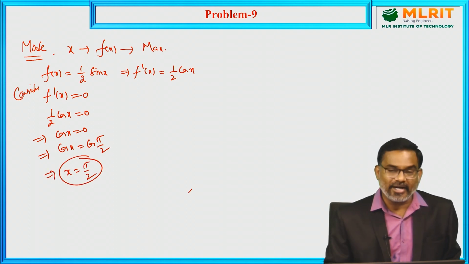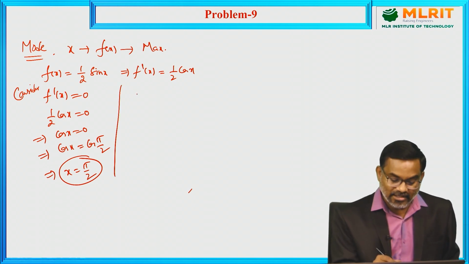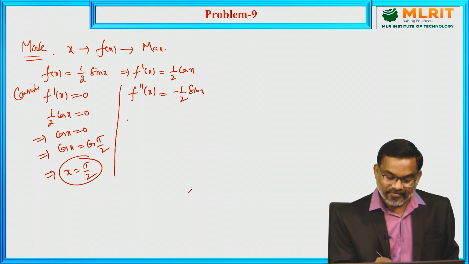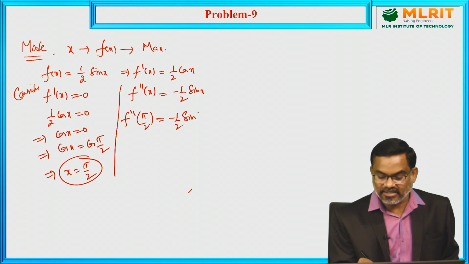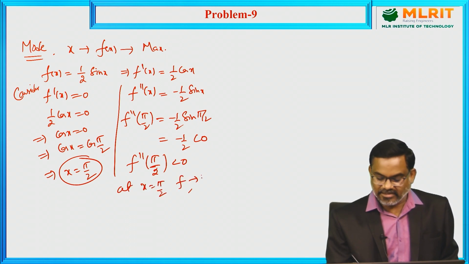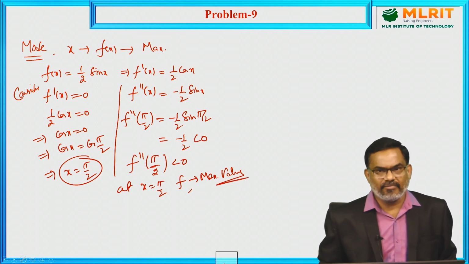So, at this point, we need to prove that the function attains its maximum value. To show that, we need to find the second derivative of f. Now, what is the second derivative of f? Minus half sin x. Let us substitute this point here, minus half sin pi by 2, and sin 90 is 1. So, if the second derivative at pi by 2 is less than 0, then at x equal to pi by 2, the function attains its maximum value. So, that is the procedure of finding maxima and minima of a function of single variable.